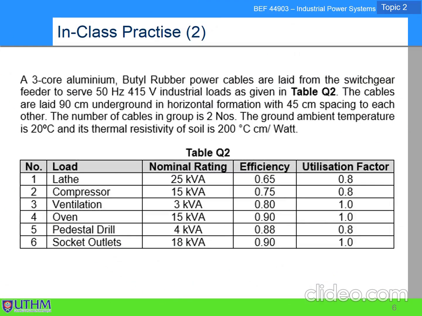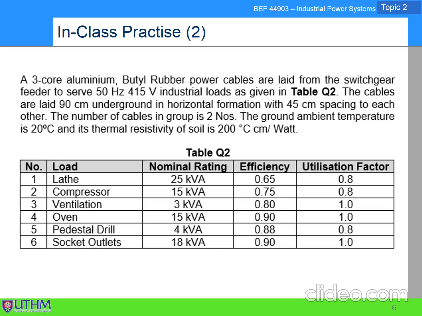Next, in-class practice question number 2. A 3-core aluminum butyl rubber power cable is laid from the switchgear feeder to serve a 50 Hz 415 volt industrial load as given in Table Q2. The cables are laid 90 cm underground in horizontal formation with 45 cm spacing to each other. The number of cables in the group is 2 nodes. The ground ambient temperature is 20 degrees Celsius and the thermal resistivity of soil is 200 degrees Celsius cm per watt. This is Table Q2.